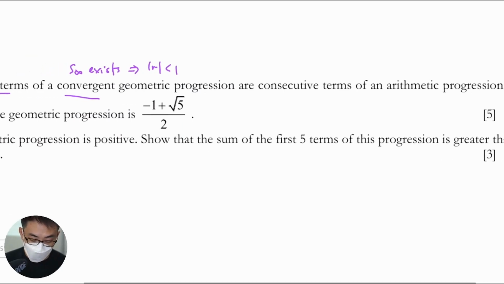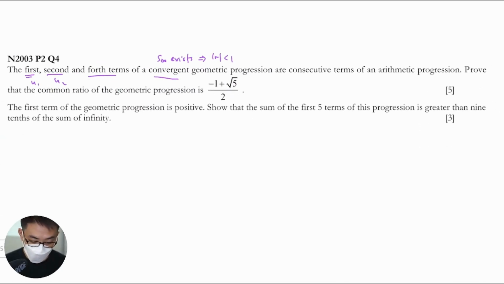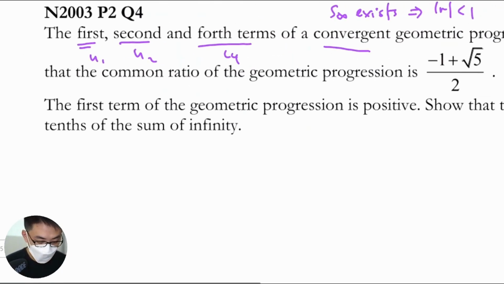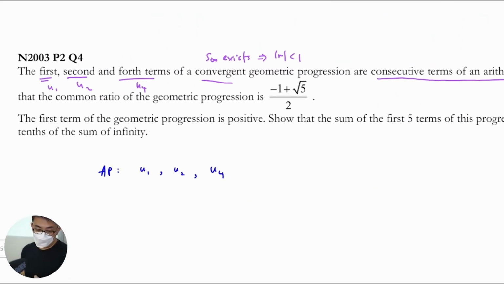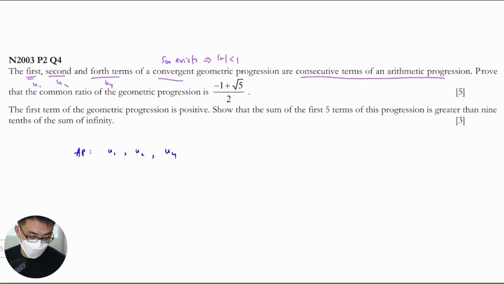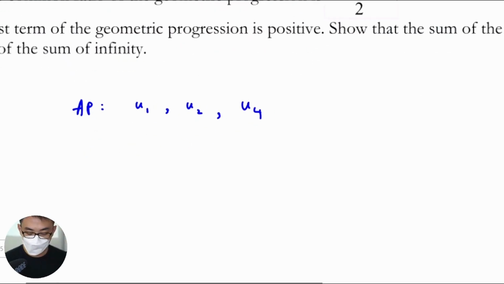These terms of the geometric progression are consecutive terms of an AP. So this U4, consecutive terms of an AP. So this is an AP: U1, U2, and U4. You use U because U's are typically GP. Now prove that the common ratio of the GP is this. This is the fun part. So I repeat, this is an AP.